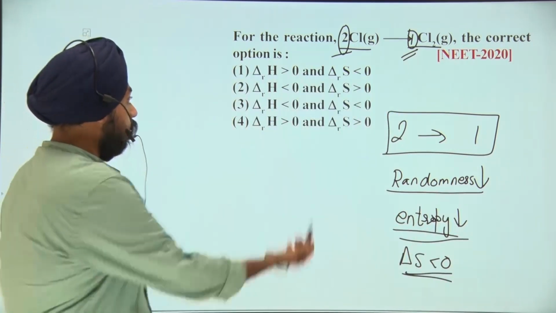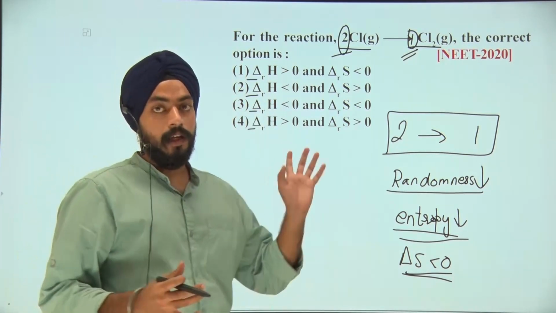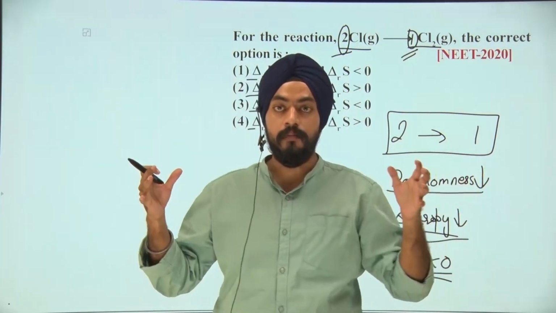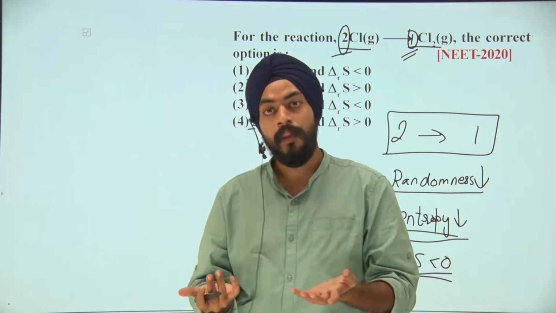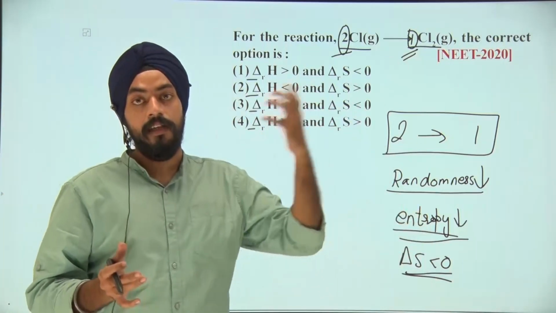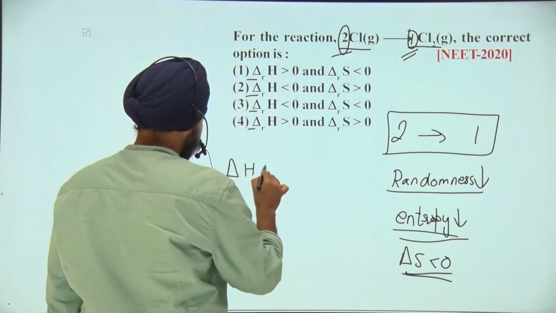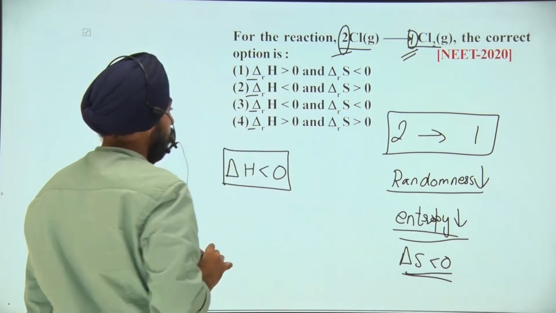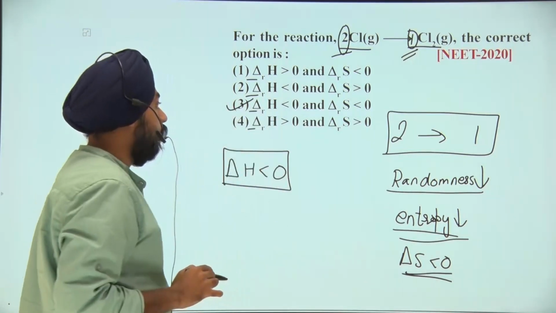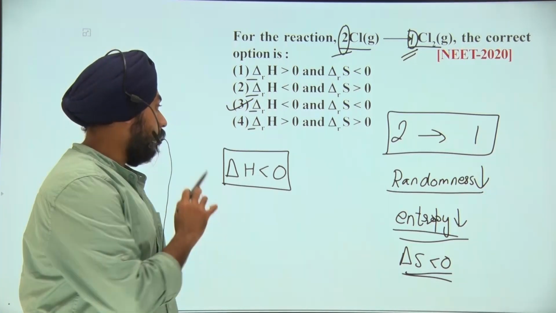Clear? Now moving on to enthalpy, that is delta H. Students, in this equation, 2 atoms are combining to form a molecule. When 2 atoms combine, energy is released because atoms are colliding. So this will be an exothermic reaction, that is delta H will be less than 0. If delta H is less than 0 and delta S is also less than 0, the correct option will be option number 3. Clear? The answer is number 3.